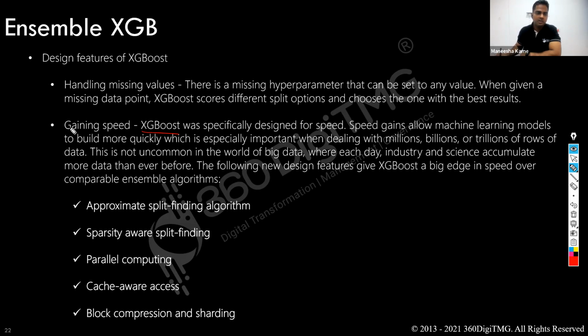XGB was specifically designed for data scientists to experience huge speeds. Speed gains allow machine learning models to build more quickly, especially when you deal with millions, billions, or trillions of rows. Even if you have trillions of rows, a huge data set, extreme gradient boosting will work because it works on a distributed environment also. Okay, so it uses something called the approximate split finding algorithm.